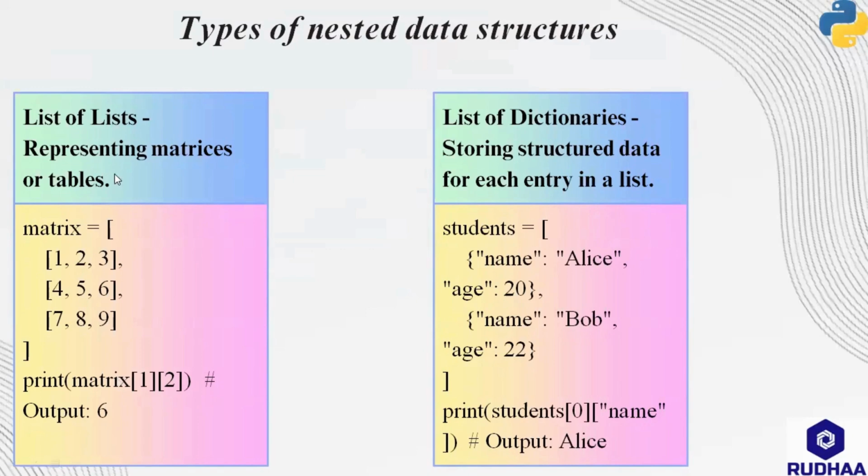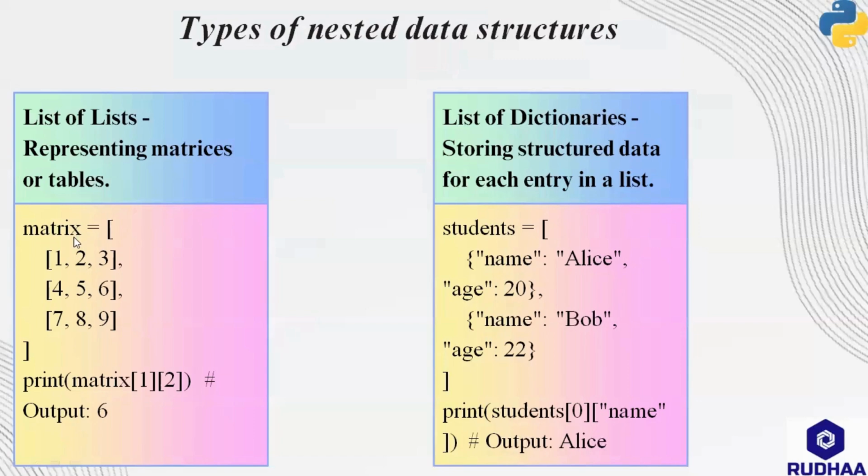Some examples are given here for list of lists. As I said, there are four possibilities. Out of that, two are list of lists and list of dictionaries. For list of lists, an example is representing matrices or tables. Here a matrix is given. As we are dealing with a list of lists, the matrix is a list of several lists. Here you can see 1, 2, 3 is a list, 4, 5, 6 is list number 2, and 7, 8, 9 is list number 3. All three lists put together inside a single list is called a matrix.